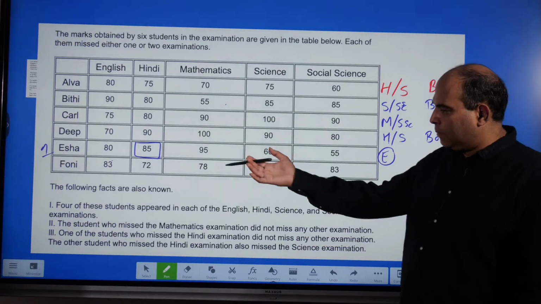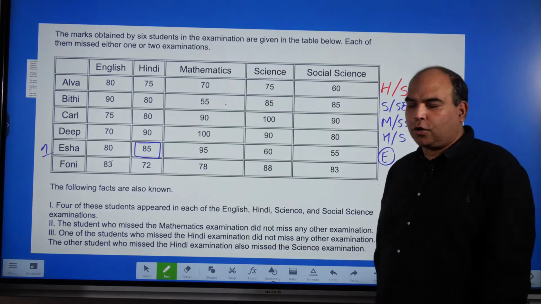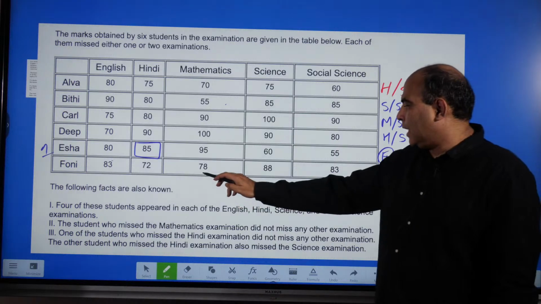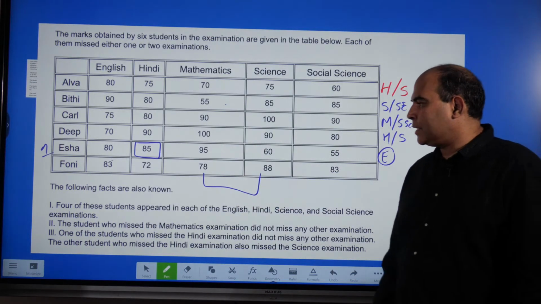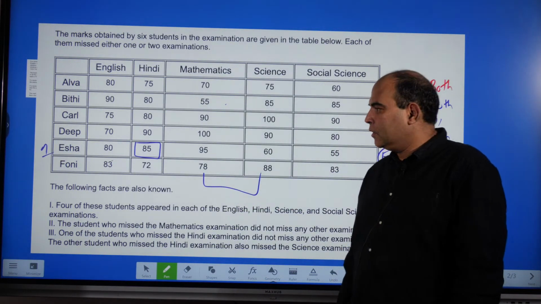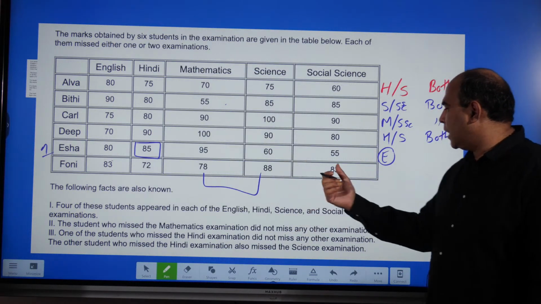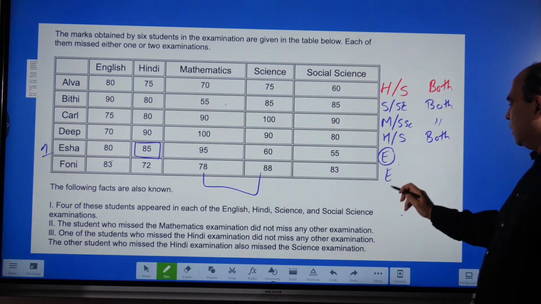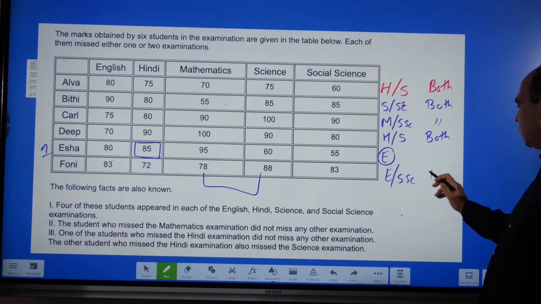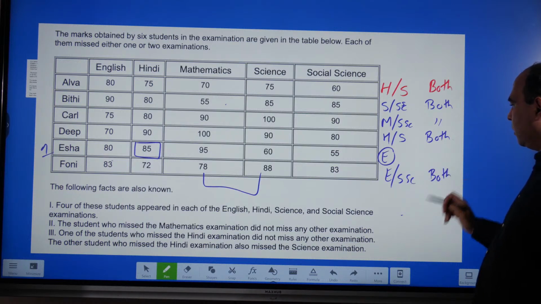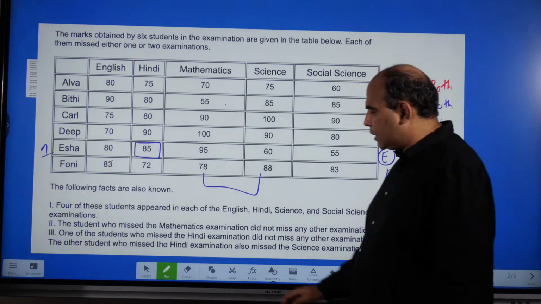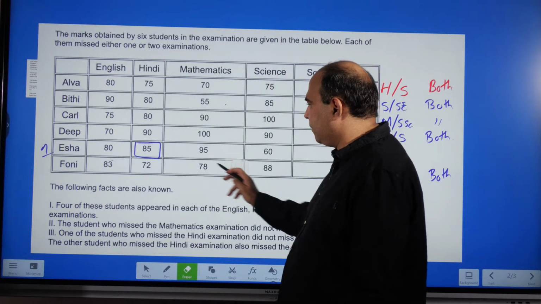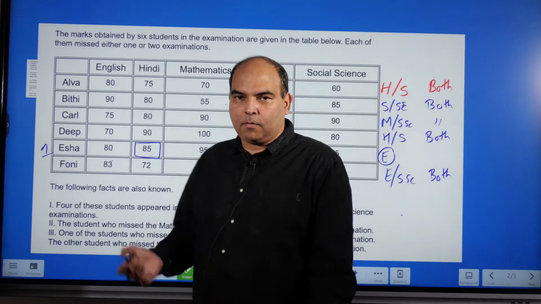For Phony, again look at the numbers. 83 is the first thing that your mind should go to. And you can see that the average of the top 2 will be 78, 88 is 83. So for Phony, it's possible to miss the English and social science, or both exams. So you have to derive these deductions from the table as you move through it.